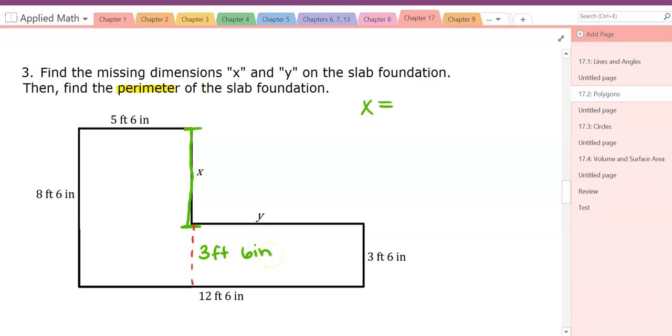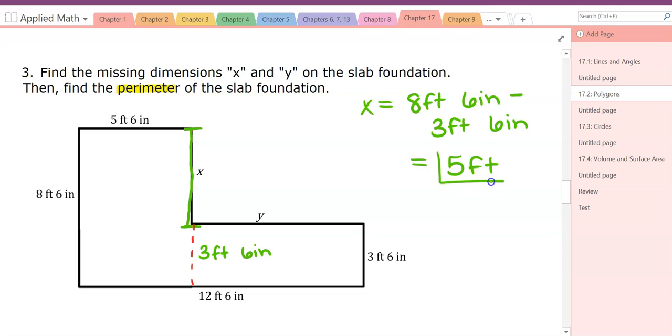So what I can do is subtract. I can take 8 feet 6 inches and subtract 3 feet 6 inches. What's that going to leave me with? Just 5 feet. Okay, so x equals 5 feet. How would you do something similar but for y?